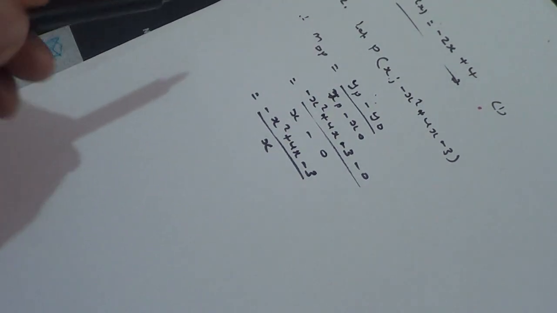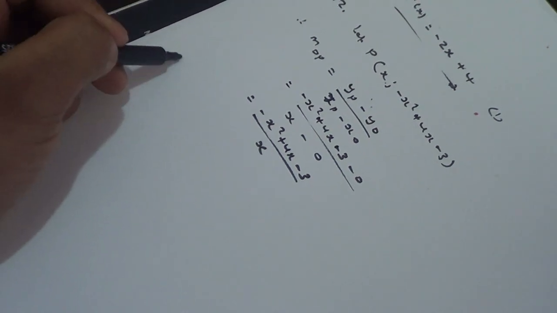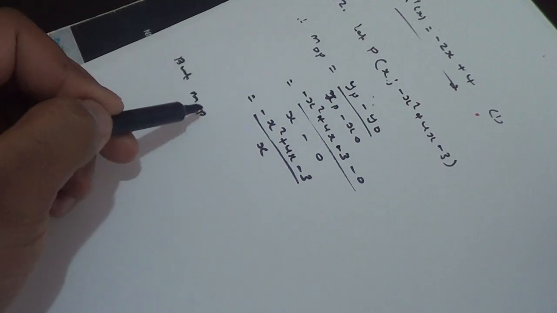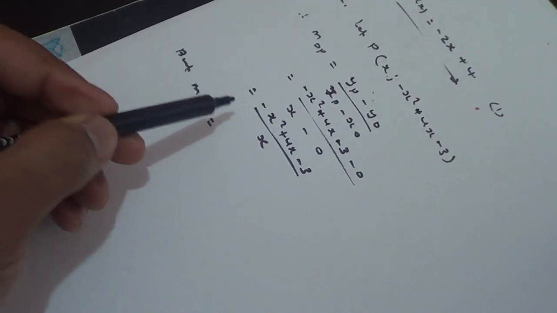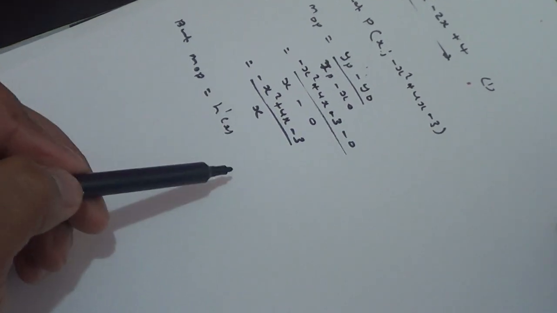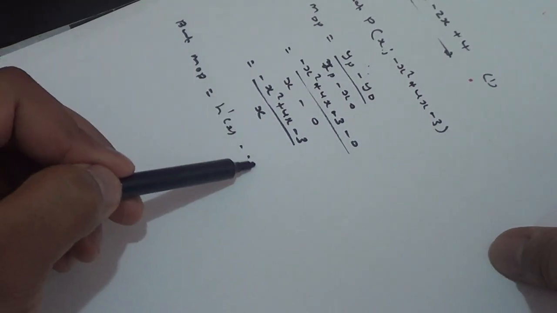Okay, great. Now we are happy. We can say though, but m_OP is equal to h prime of x. Why is that?